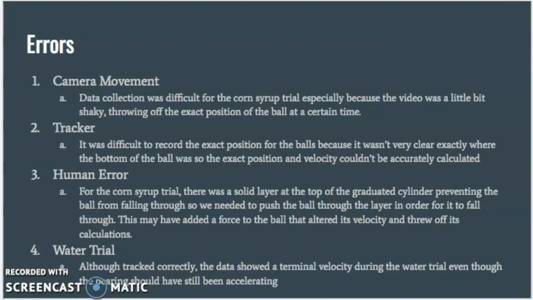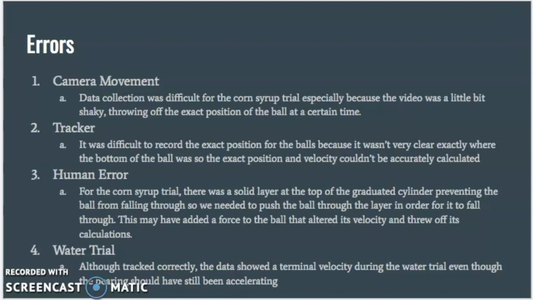The first error in the experiment was camera movement. Data collection was very difficult for the corn syrup trial especially because the video was a little bit shaky, throwing off the exact position of the ball at that certain time, which leads to error in Tracker. It was difficult to record the exact position for the balls because it wasn't very clear exactly where the bottom of the ball was, so the exact position and velocity couldn't be accurately calculated. This was especially difficult for both the corn syrup and the water trials because the corn syrup trial moved way too slow and the water trial moved very fast.